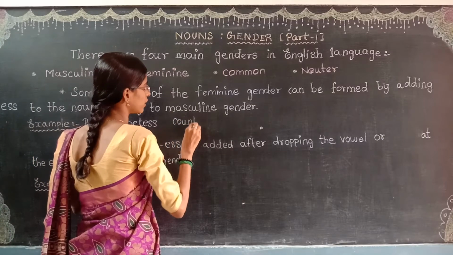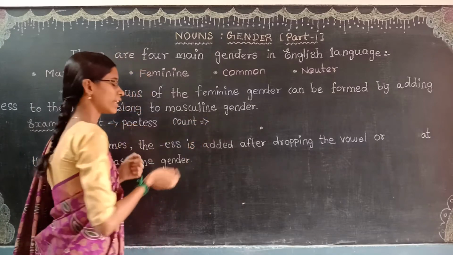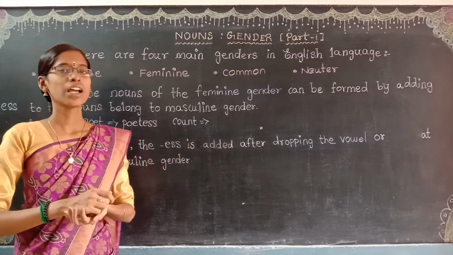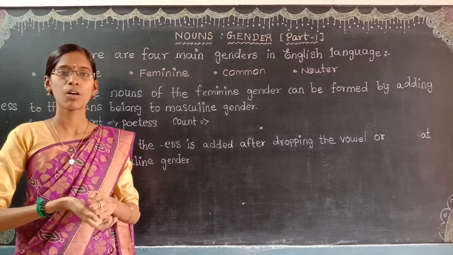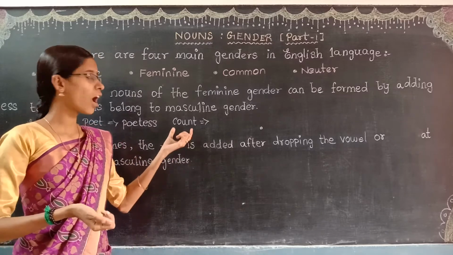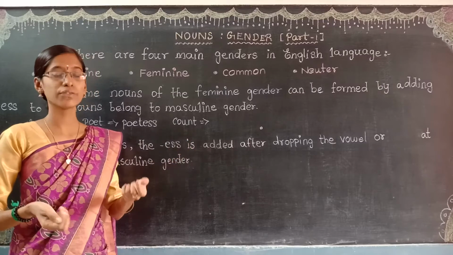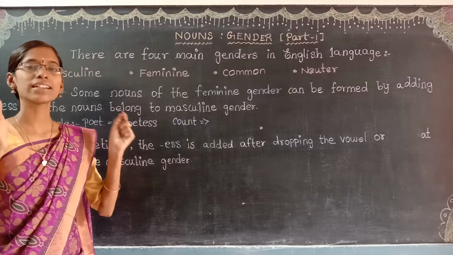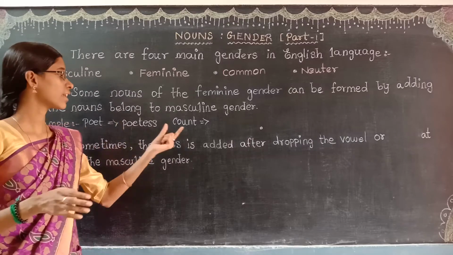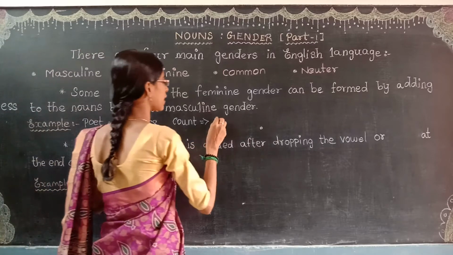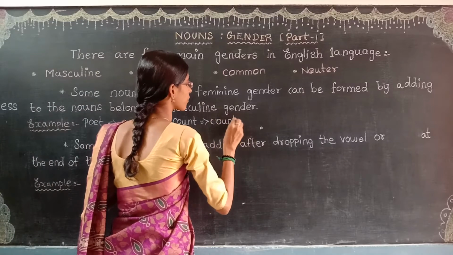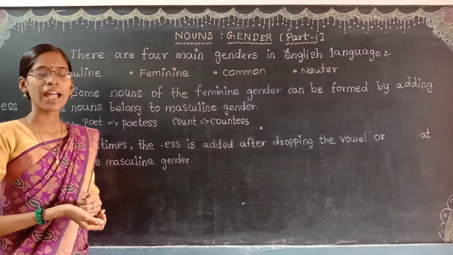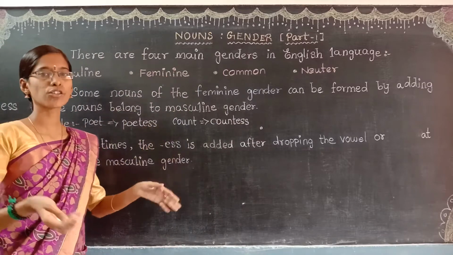So count. Here count is not at all counting the money or counting something. Here the count is the highest rank in Europe. Okay, it is a rank. So count is a masculine gender. If a woman has the same rank, then how will you tell it? You can say by just adding ESS to it. How? See here, count plus ESS. Count, countess. Okay, and these two examples belong to person.